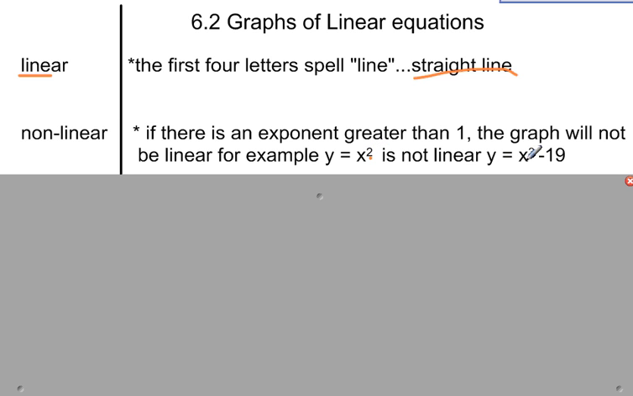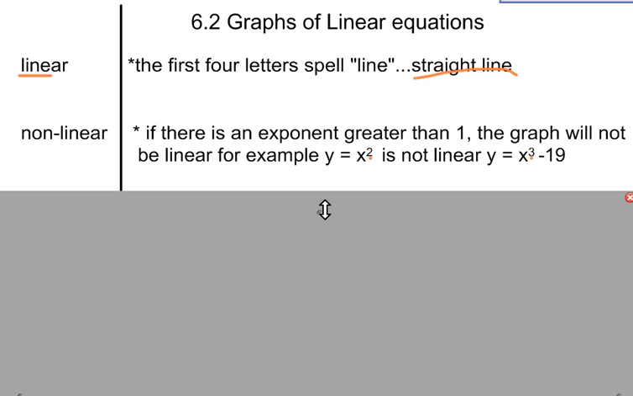Y equals x to the 3rd minus 19. That exponent is 3. That's greater than 1. That's not going to be linear. So these equations will make graphs. They just won't be straight lines. They are non-linear.